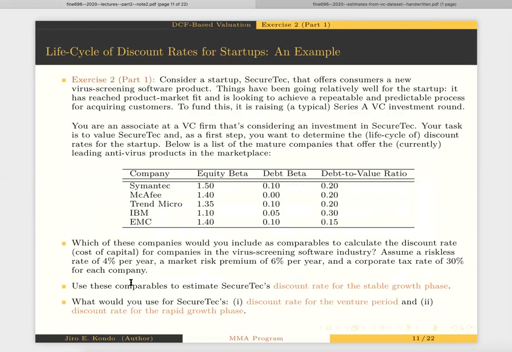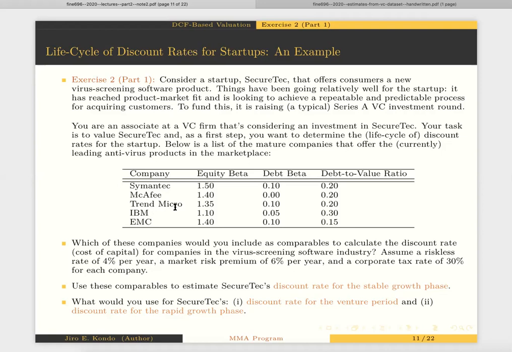So in order to do this, we need to find mature comparables for SecureTech, which is companies that are mature and in the same industry as SecureTech. One way to identify those mature comparables is to look at the established players in the virus screening market. What I have here is data on the 5 largest players in the virus screening software market: Symantec, McAfee, Trend Micro, IBM, and EMC.